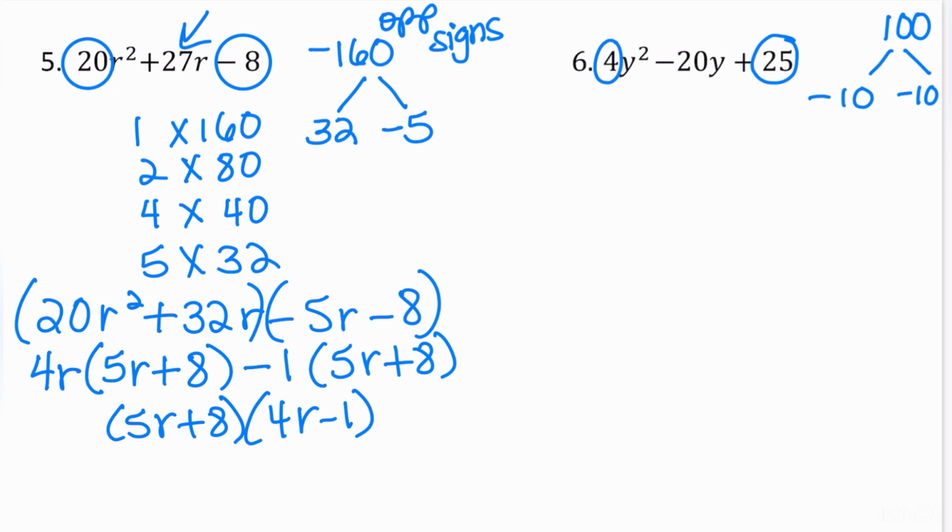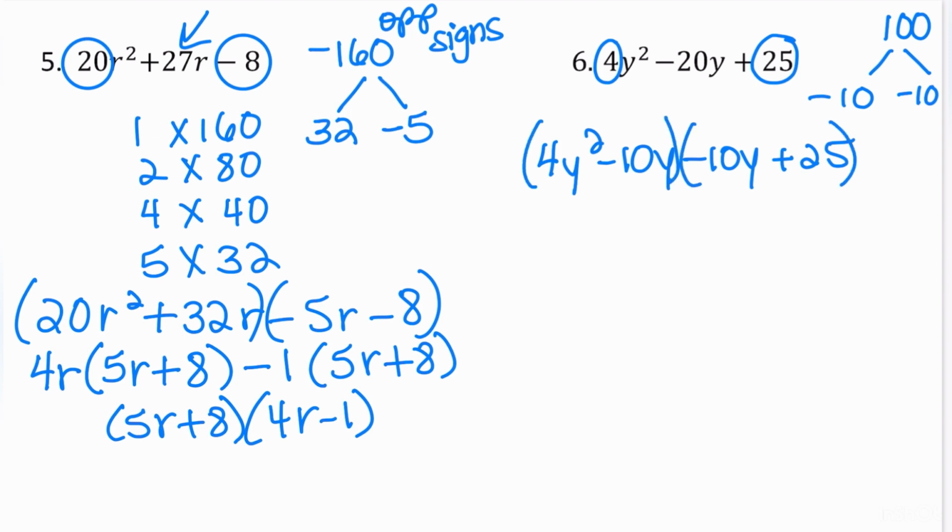So I rewrite the problem. 4y squared minus 10y minus 10y plus 25. Group the first two together, group the last two together. From the first two, the GCF, they're both divisible by 2y. So we're left with 2y minus 5.